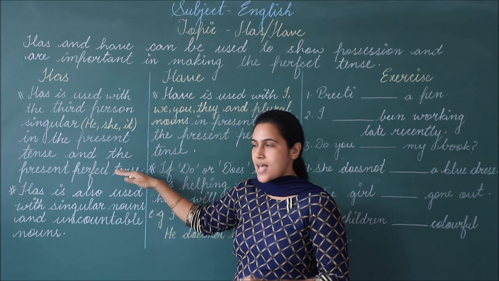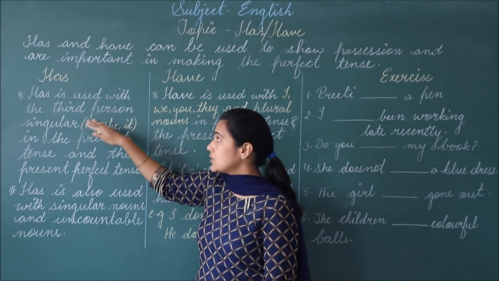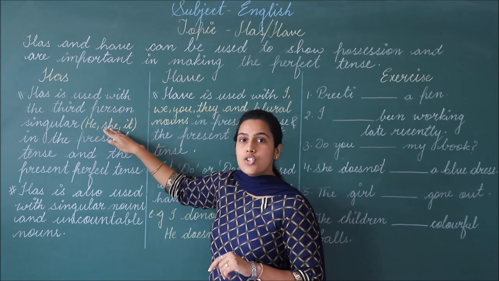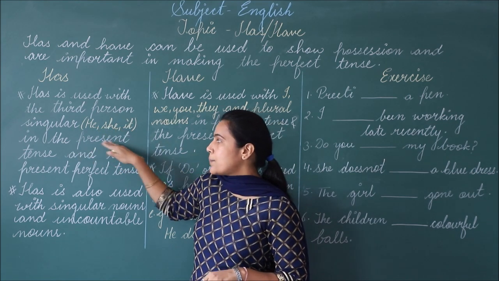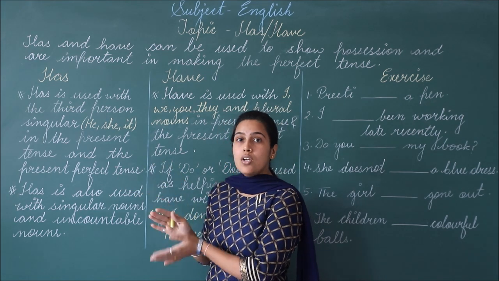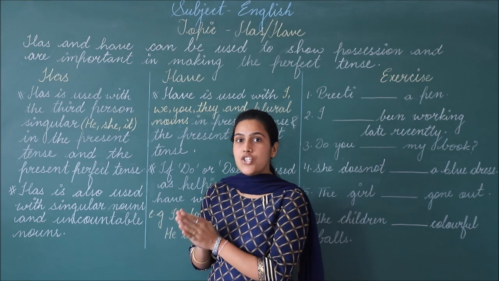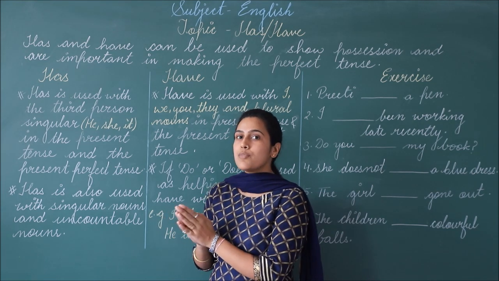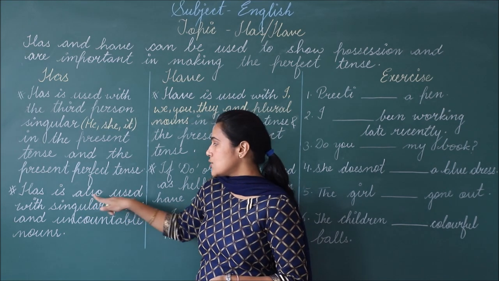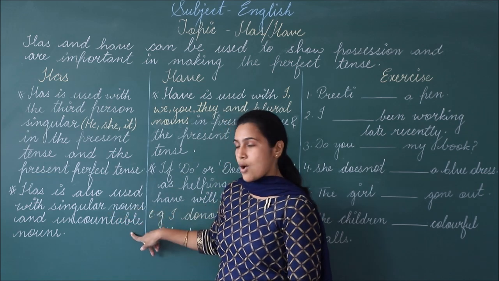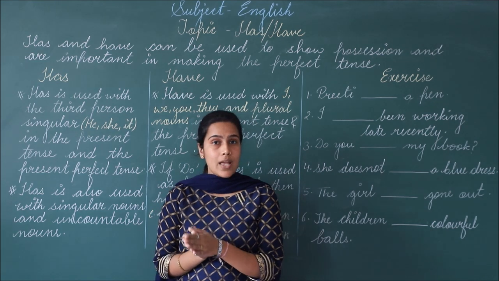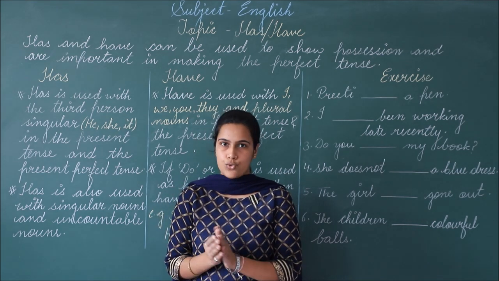So first we have has. Has is used with the third person singular. Third person singular includes he, she, it. In the present tense and in present perfect tense. Means हम has को third person singular, that is he, she, it के साथ use करते हैं और हम इसको present perfect tense में use करते हैं. Another use is has is also used with singular nouns and uncountable nouns. हम has को singular nouns and uncountable nouns के साथ भी use करते हैं.